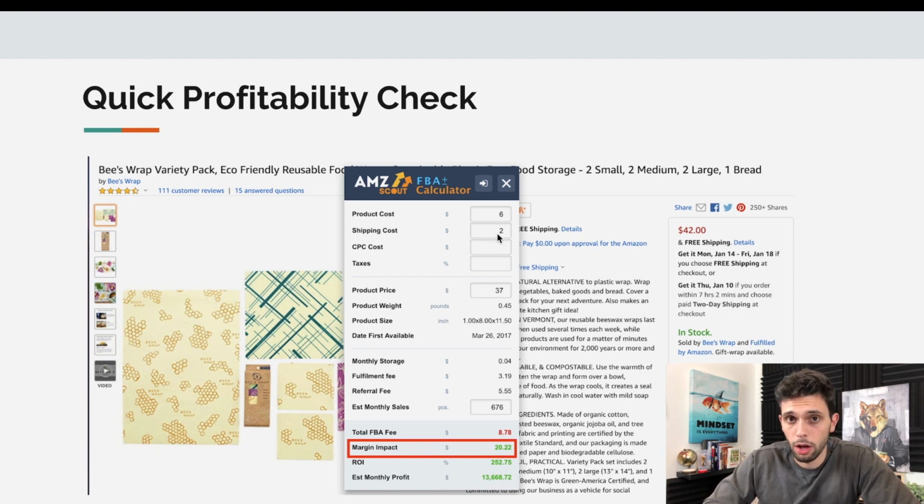Shipping cost, I said $2. It's small and light, comes in this tiny package right here. So it shouldn't have been too much, but again, I like to go overboard with this just to see. And the product price, I put at $37, because if you watch the channel, you know I love coming in with a premium option.